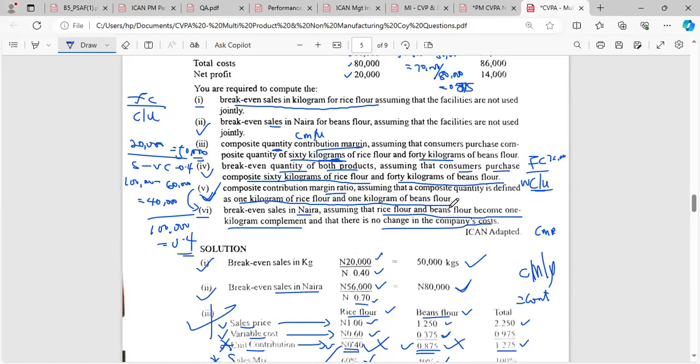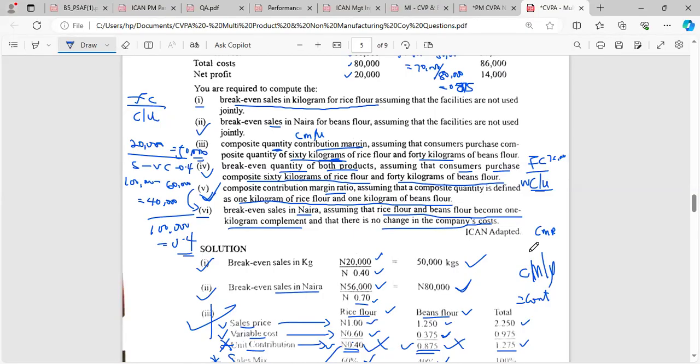In November 2022, they did not give us the mix. We had to get the mix by ourselves. But in this question, they are lenient. They give us the mix. They tell us that 1 kilogram of rice goes with 1 kilogram of beans. So, for example, if a customer is buying 1 kilogram of rice and 1 kilogram of beans, the two together are what we combine to produce our contribution on the sales.